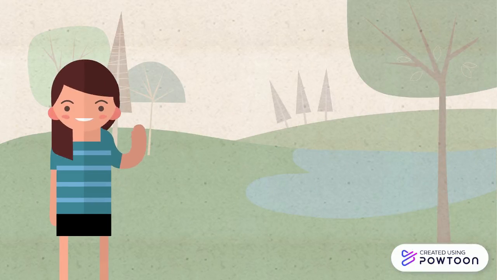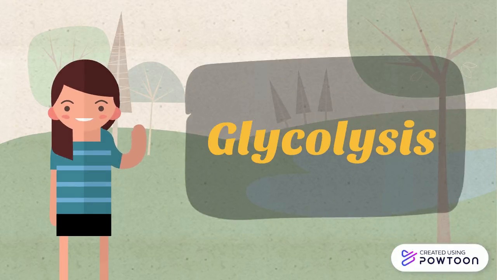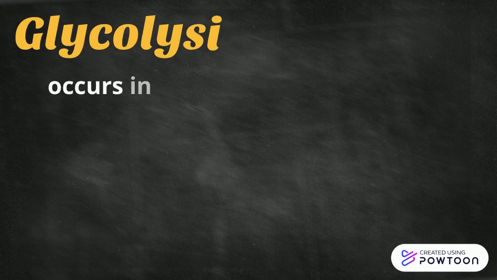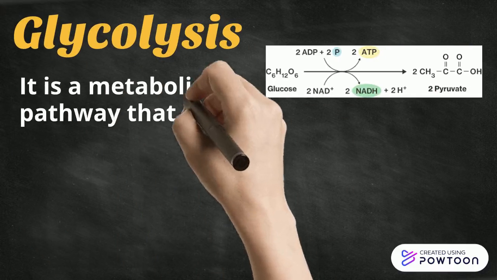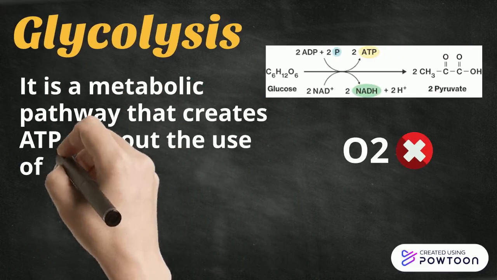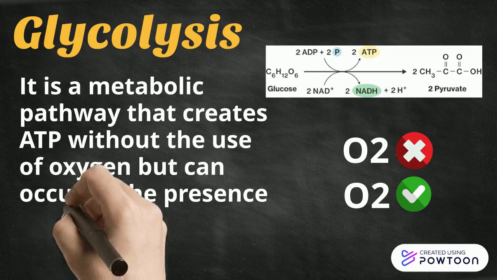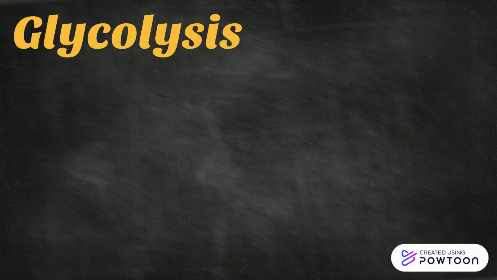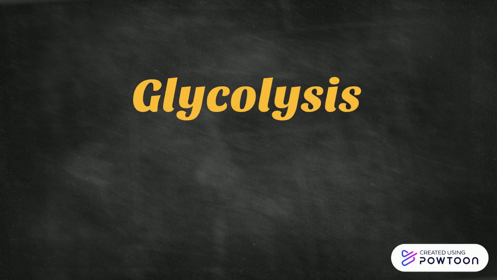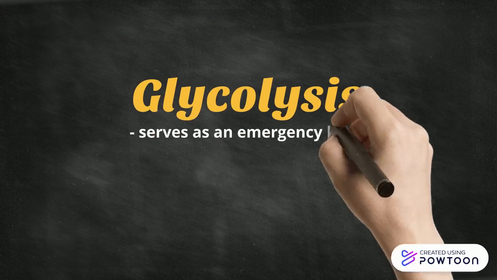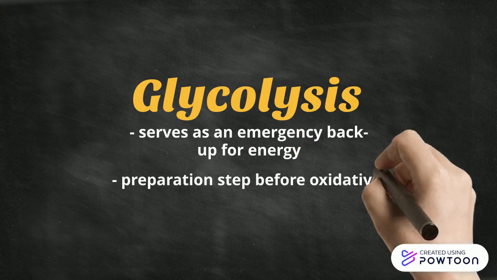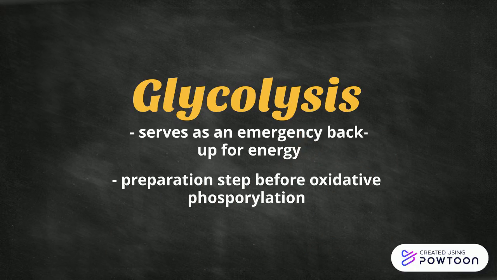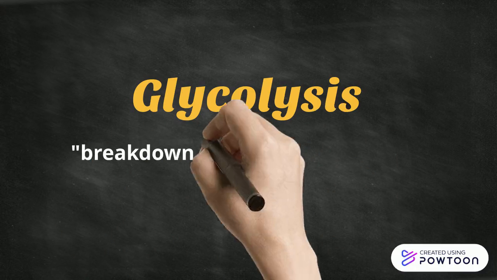Now, let's move on to the next step after gluconeogenesis: glycolysis. Glycolysis occurs in the cytosol of the cell. It is a metabolic pathway that creates ATP without the use of oxygen, but can occur in the presence of oxygen as well. Even if cells primarily use oxidative phosphorylation, glycolysis can serve as an emergency backup for energy or serve as the preparation step for oxidative phosphorylation. It is also known as the breakdown of glucose to pyruvate.